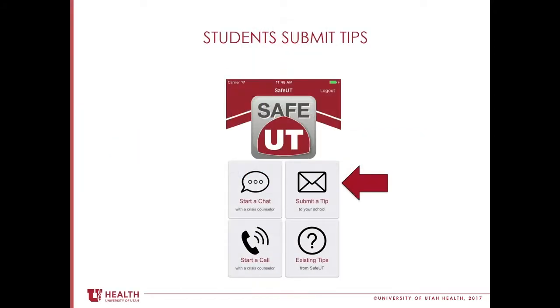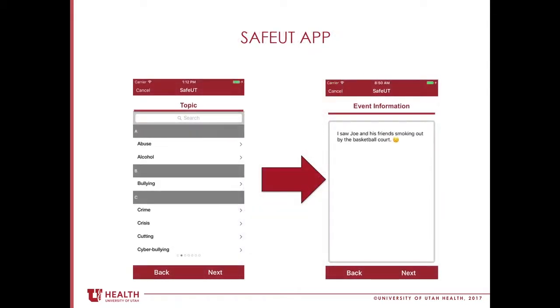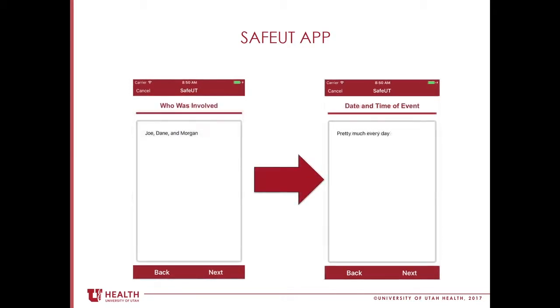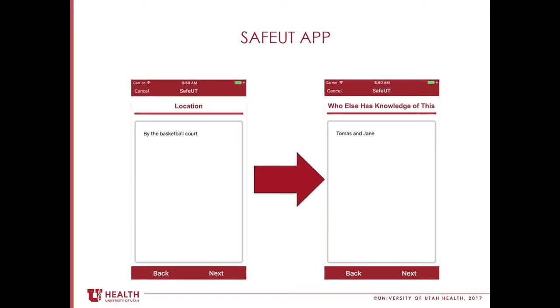So first we're going to go through how a student submits a tip. Just as a review, once they open their app, they can go to Submit a Tip. It will prompt them to select their topic and provide the event information. It will then prompt them to include who was involved, as well as the date and time of the event, the location, and who else has knowledge of the event.